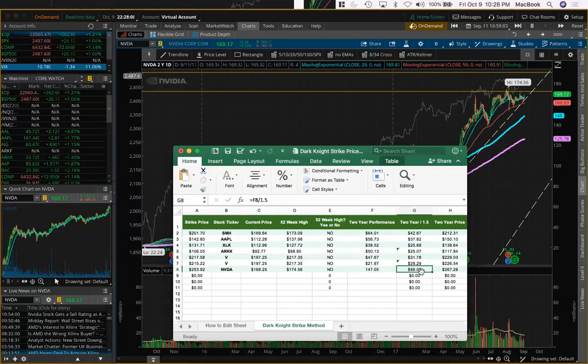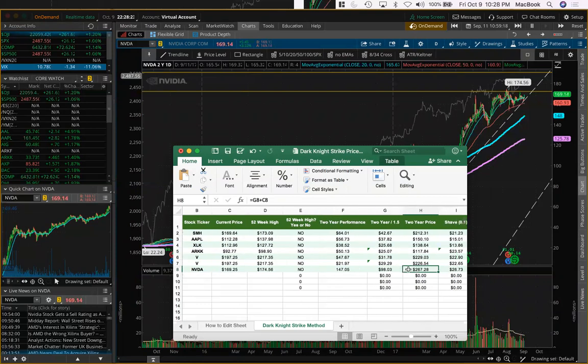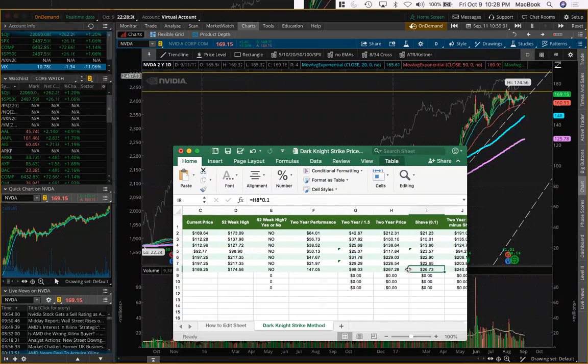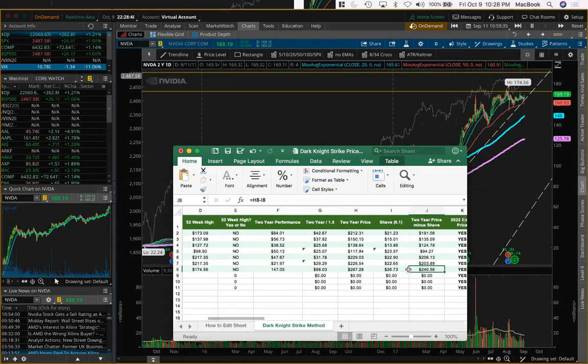And so therefore the 2 year performance times 1.5, because you'd be getting out at 1.5 years from this 2 year option, is $98.03. So therefore the 2 year price expected would be $267.28 in 2 years from now. And obviously we know what the stock price was at about September 2019. So we're going to shave off 10%, which is 26.73, which gives us a 2-year price minus the shave of 240.56.